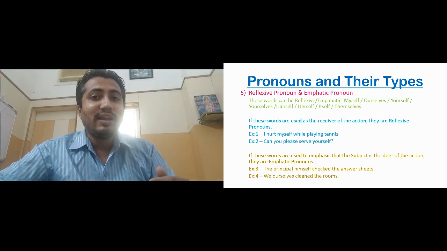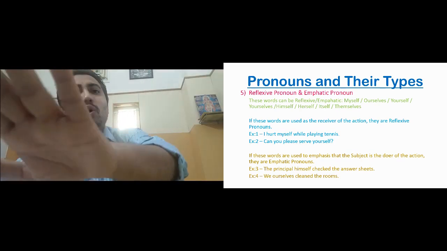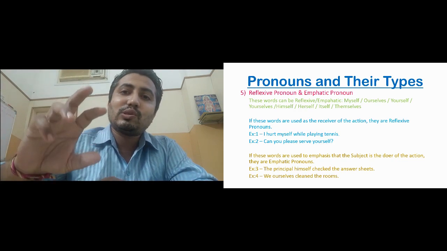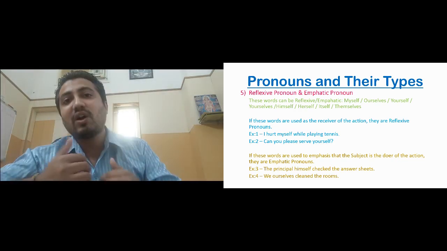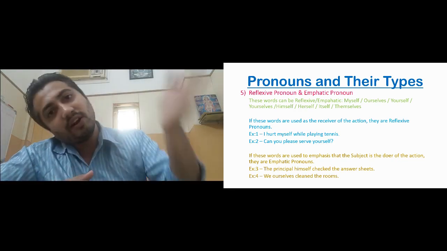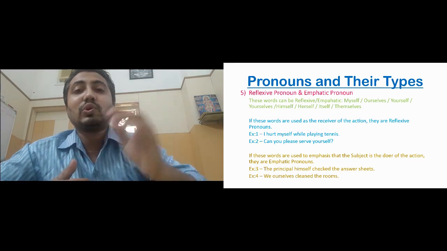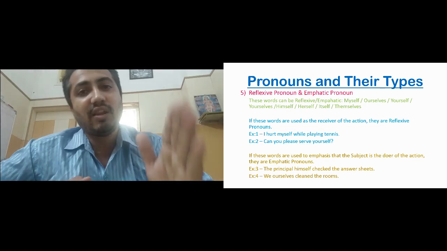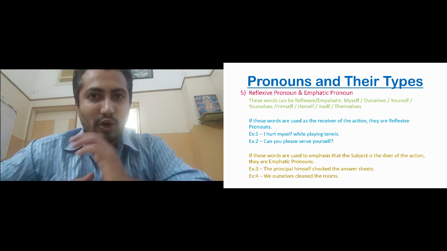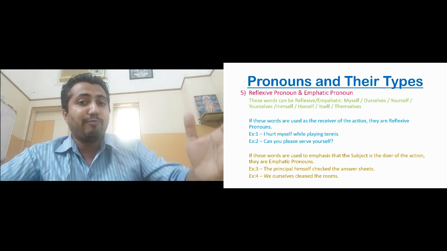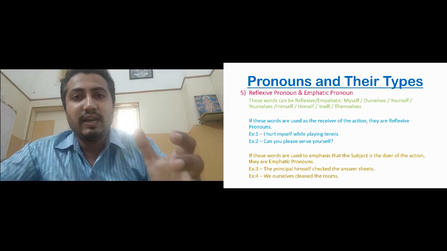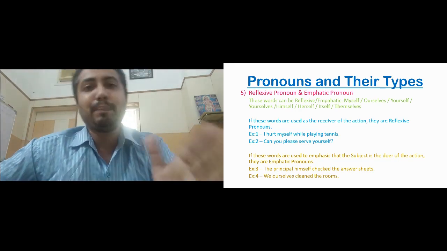So here the action of serving is also done to yourself, the pronoun with self. Here also yourself is the receiver of the action. The action is done on yourself. Here also yourself is the object, and that is why it is a reflexive pronoun. Okay students, once again I am repeating: if the self pronoun is the receiver of the action, if it is the object of the sentence, then it is the reflexive pronoun.